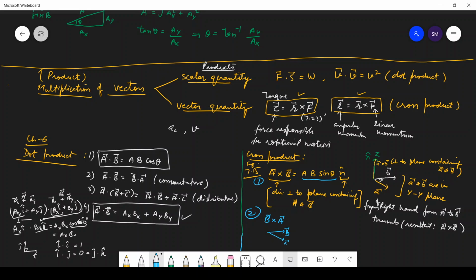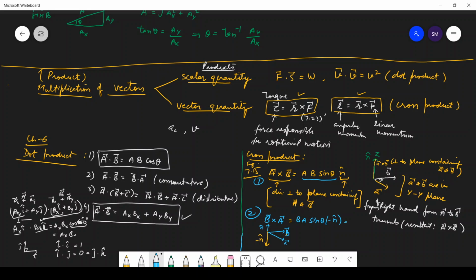So this was vector B and vector A. So what is the direction? If this was your direction n cap, then this is your direction minus n cap. Okay, so that's the direction. So this was your direction n cap, a unit vector in this direction, and that is minus. So the direction is changed. Magnitude is the same, B A sine theta. There is no change in magnitude, but the direction is changed. So now the direction is minus n cap.